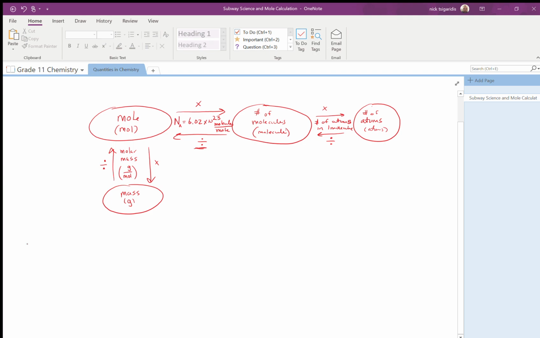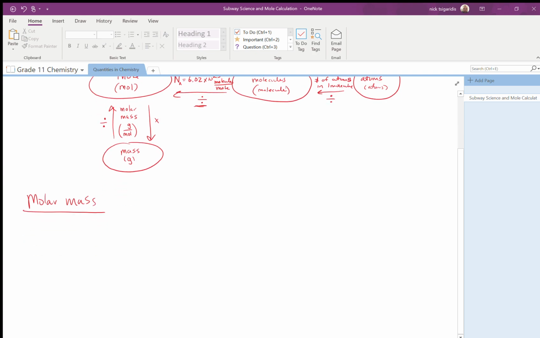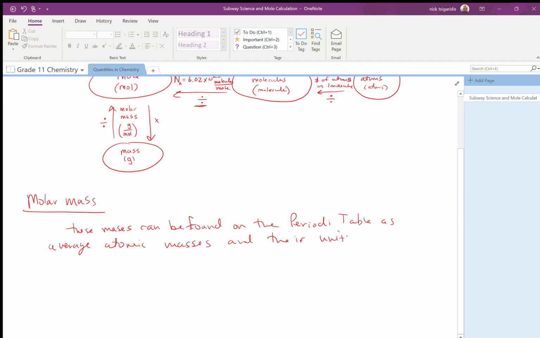Okay, let's talk about the one thing here that is not an actual value right now, and that's the molar mass. So molar masses are easy to calculate. So these masses can be found on the periodic table as average atomic masses, and their units are in grams per mole. Or in other words, how much does 1 mole weigh?